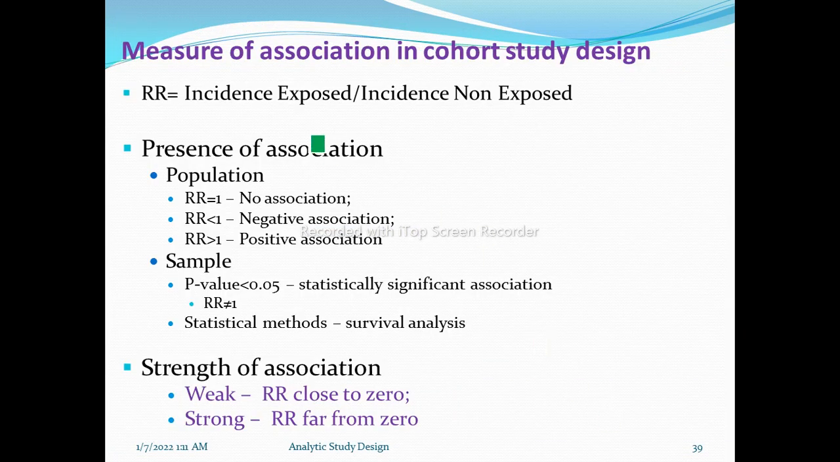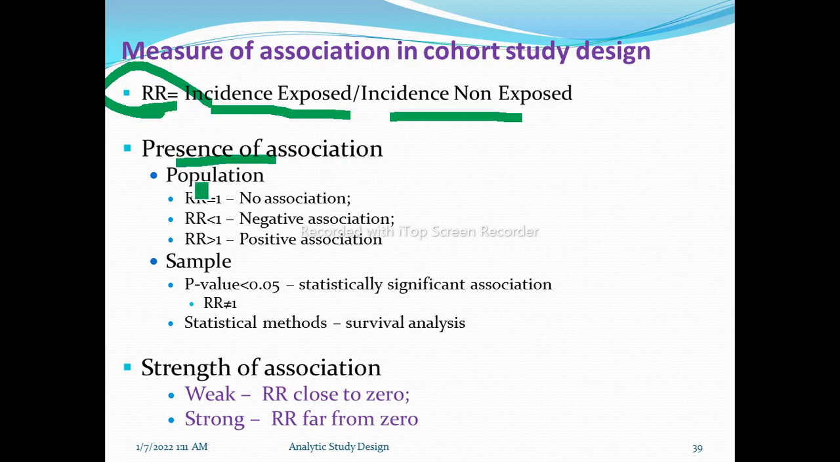A measure of association in a cohort study design is relative risk. So incidence in exposed over incidence in not exposed. Relative risk is a measure of association. Presence of association: if the finding of relative risk is 1, we say there is no association. For instance, if you want to compare coffee drinking and congenital anomaly, if the outcome is 1, there is no relationship between drinking coffee and congenital anomaly.